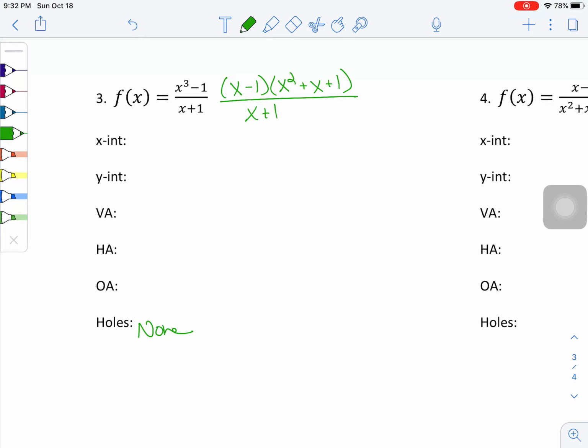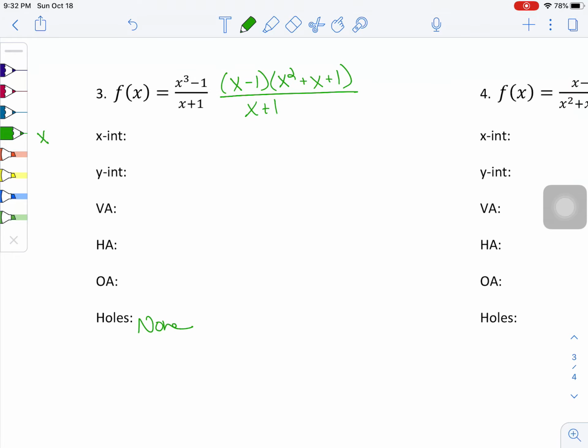X-intercept, I want to set the numerator equal to 0. And for this one, I'm actually going to go with the original numerator, which is x cubed minus 1. I'm going to set that equal to 0. So x cubed is equal to 1. If I take the cube root of both sides, I'm only going to get x is equal to 1. So that gives me an x-intercept of (1, 0).